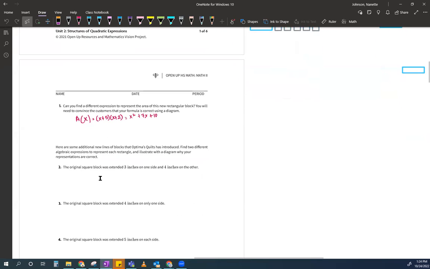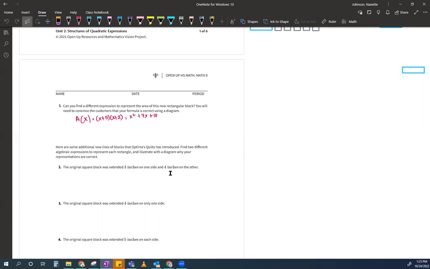So what I want us to do first is, it says, now here's some additional new lines that they're doing. Find 2 different algebraic expressions to represent each rectangle and illustrate with a diagram why your representations are correct. So let's do this one together. It says the original square block was extended 3 inches on one side and 4 inches on the other. So can you tell me what this expression would look like if we extend one side by 3 and the other side by 4? What would that look like?